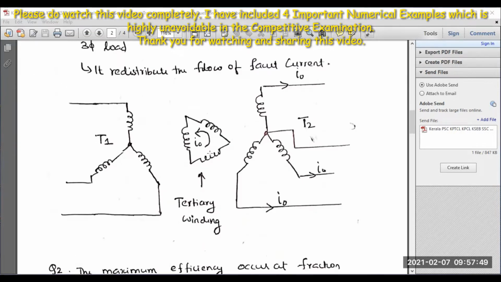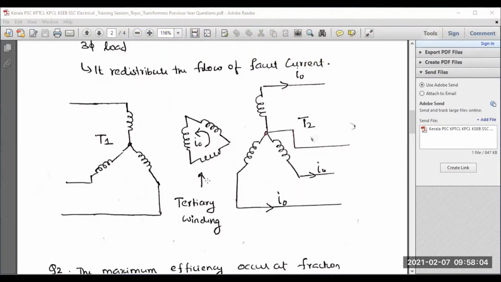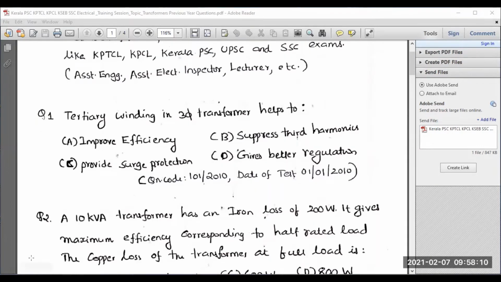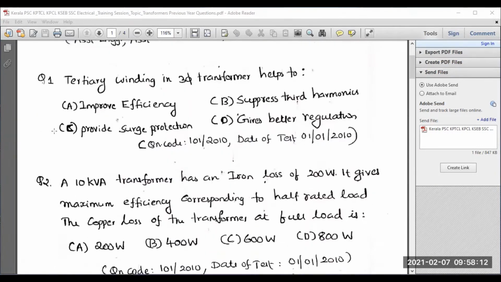You can see this is the tertiary winding, and we have a star connection, star with the star grounded. So this is a three-phase transformer connection. Here you provide an additional tertiary winding. Definitely that will help you mitigate harmonics, unbalancing, etc. So I can go for option B. Option B is the right answer for the first question.